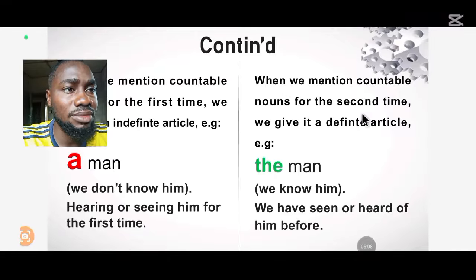Looking at the right hand side of the table, when we mention countable nouns for the second time, we give them a definite article. For example, the man: we are mentioning him for the second time, seeing him for the second time. We know him. That's why we use the definite article. We have seen or heard of him before. The definite article is suitable for subsequent mentions, when we mention it the second time and beyond.